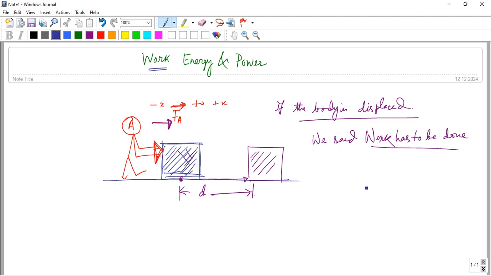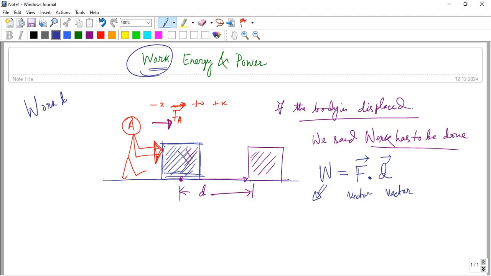So the basic formula is W equals F dot d. Work is a scalar quantity. Force is a vector and displacement is also a vector, and if you dot multiply these two vectors, we get a scalar. So work done is a scalar quantity. Work done means the force is applied and the body gets displaced.